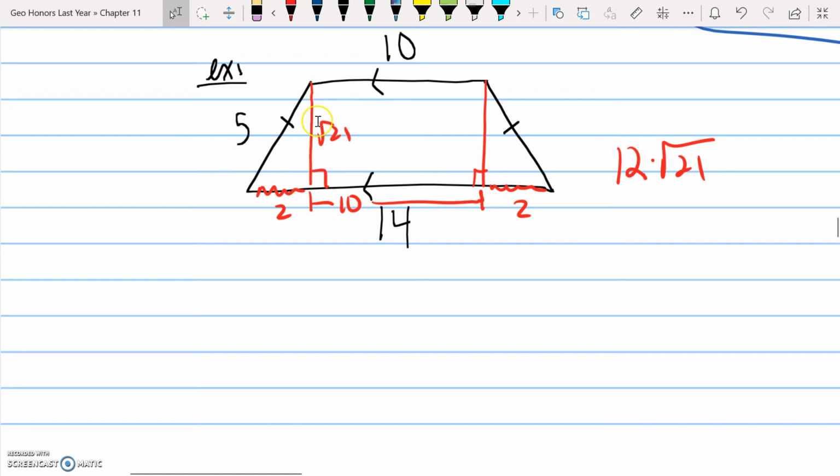Using Pythagorean theorem, we get that the height is square root of 21. Then the area of the entire trapezoid is the average of the bases, 10 plus 14 divided by 2, times the height of square root of 21.